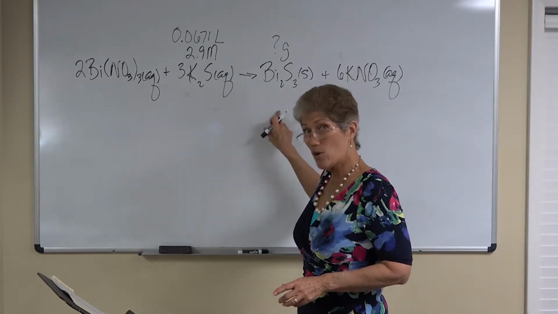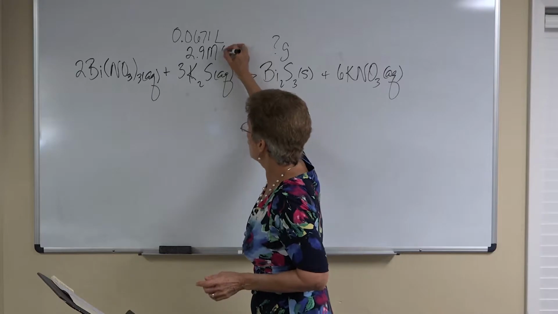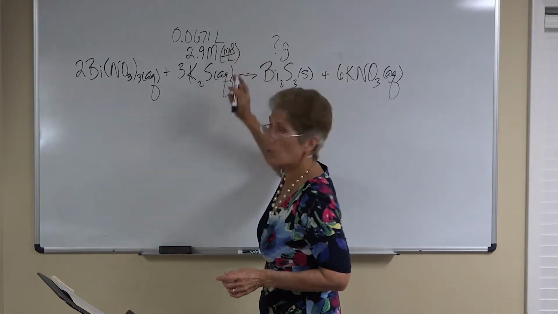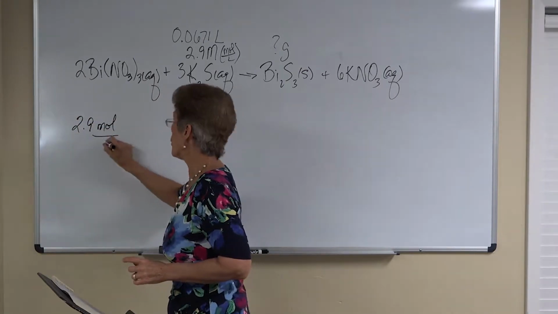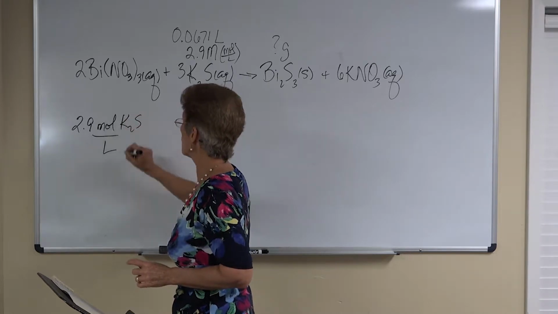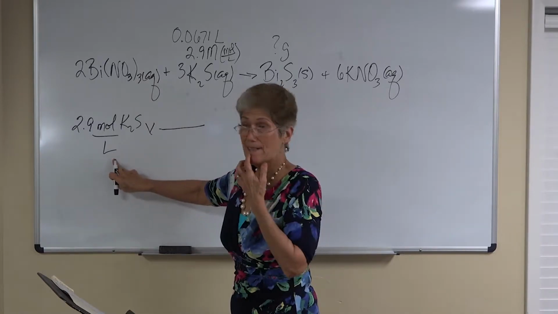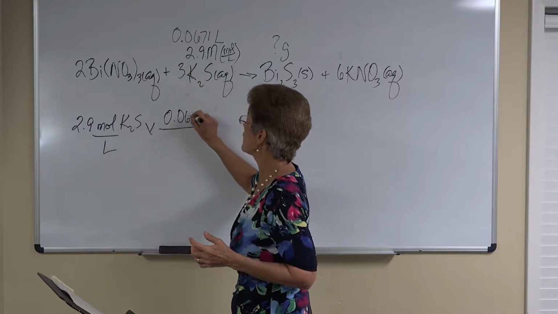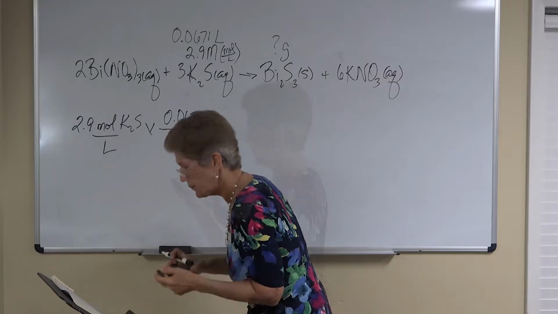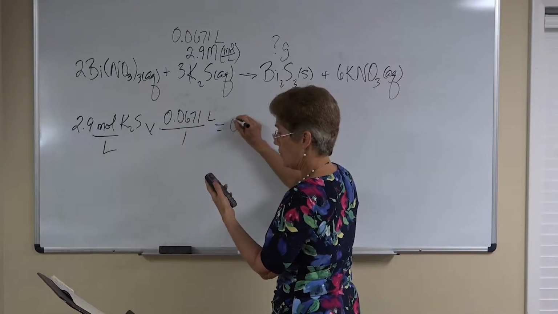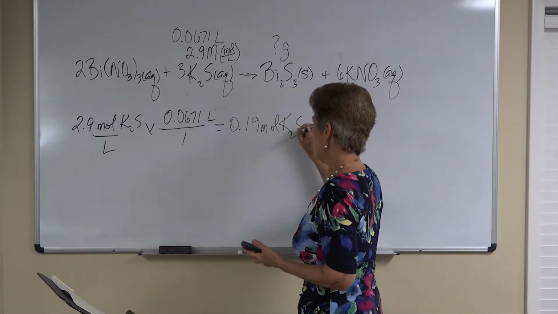The only way from here to here is through the mole bridge or the mole tunnel, however you want to look at it. And moles is hidden right there, isn't it? Because molarity is moles per liter, correct? So that's where I'm going to start. I've got 2.9 moles per liter of potassium sulfate. And to get that to moles, I have to get rid of the liters, don't I? Well, I'm given the liters, 0.0671 liters. And so that's going to give me, in two significant figures, 0.19 moles of potassium sulfate.